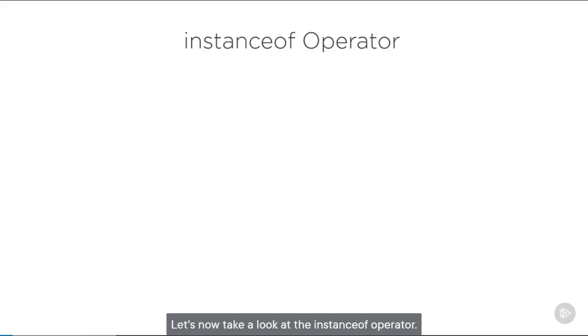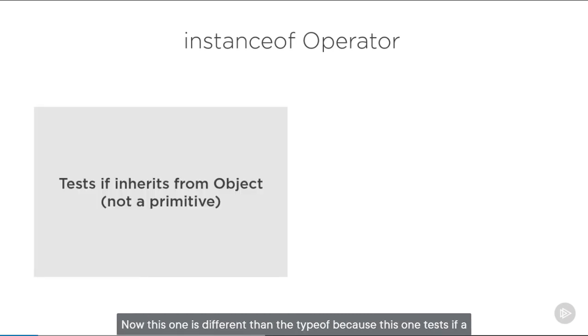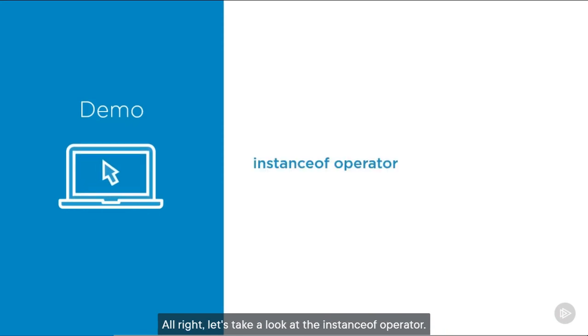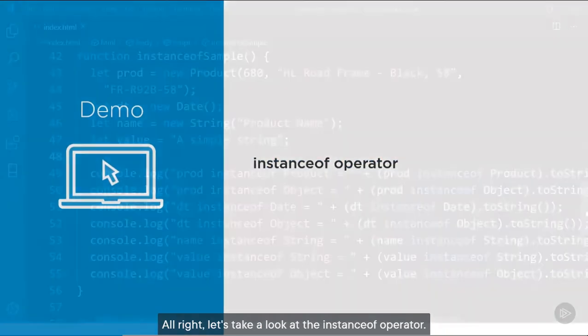Let's now take a look at the instanceof operator. Now this one is different than typeof because this one tests if a specific object inherits from the object data type. Remember, everything inherits from object data type except the primitives. So it tests for a specific type of object or for object itself. All right, let's take a look at the instanceof operator.